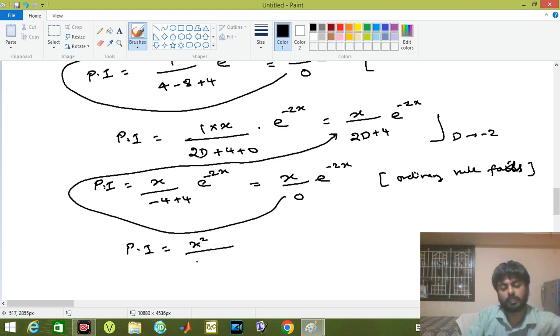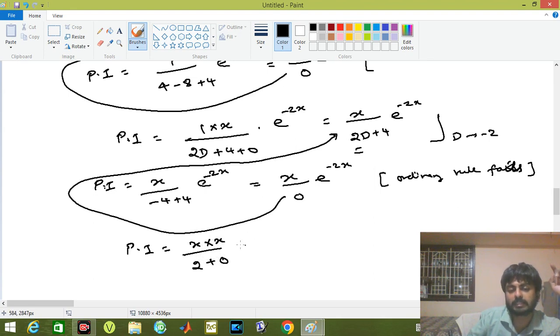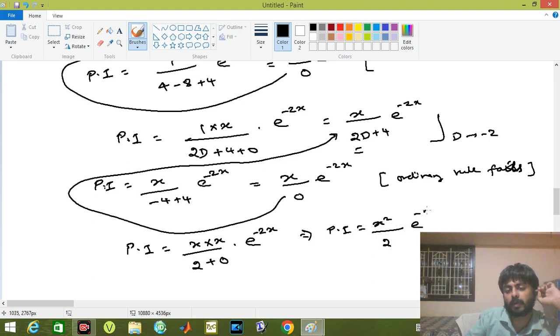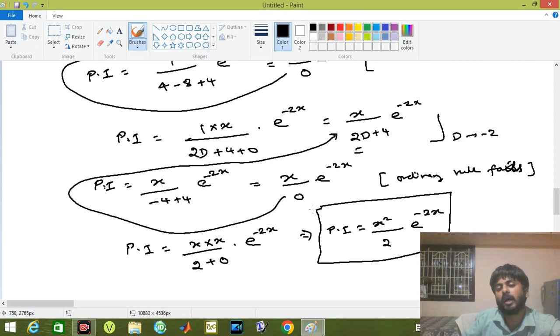I am telling very slowly, already I am having x, I have to differentiate this denominator. Differentiation of 2D is 2 plus differentiation of 4 is 0, and I have to multiply the numerator by x, and I have to use the same e power minus 2x in the product. So our new particular integral will be x square divided by 2 into e power minus 2x. So this is our PI.